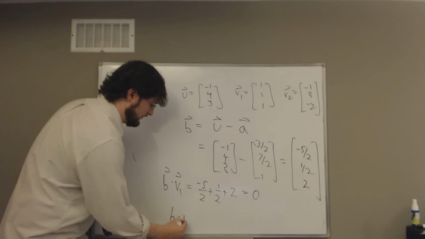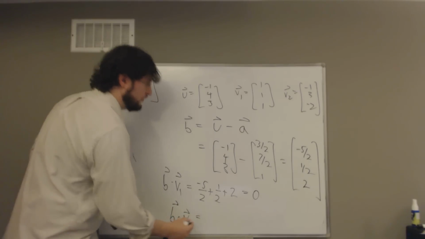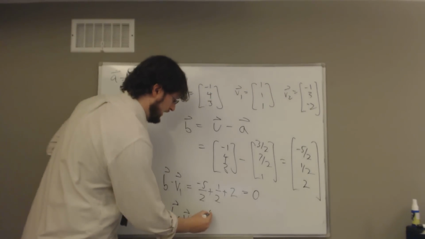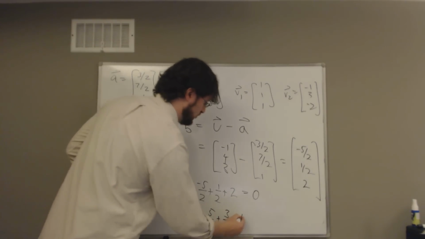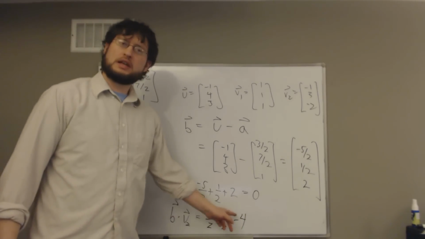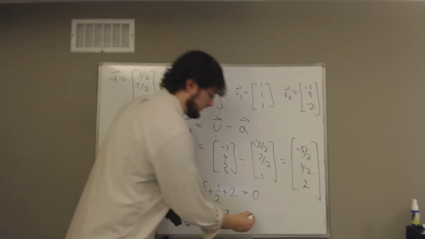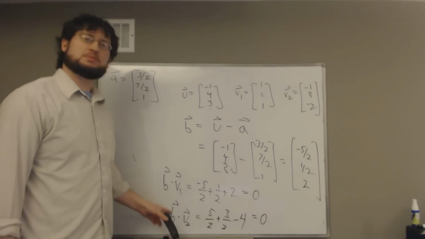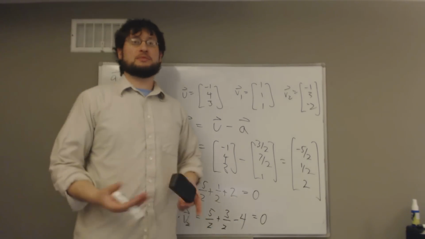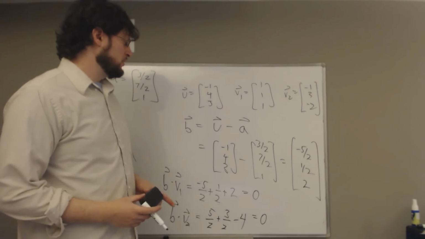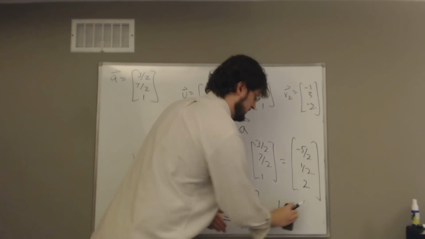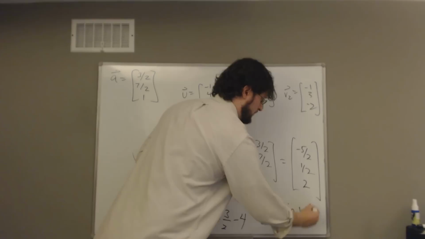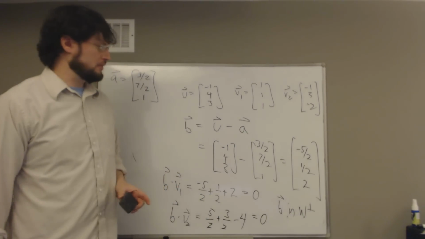If I took B dot V2, then I'm going to get a positive 5/2 plus 3/2 minus 4. But 5/2 and 3/2 is 8/2, which is 4. 4 minus 4 is also 0. So B is perpendicular to V2, which means I'm pretty confident that we made no mistakes here, because this tells us that B is in W perp. It is perpendicular to W, and we're in good shape.